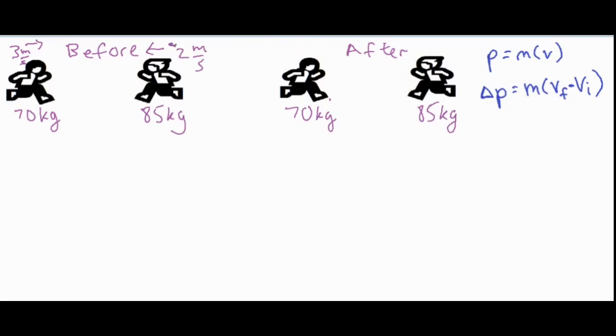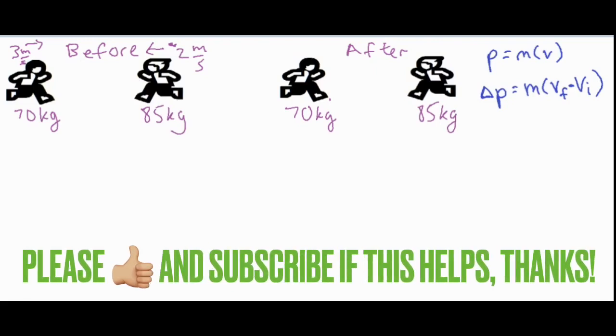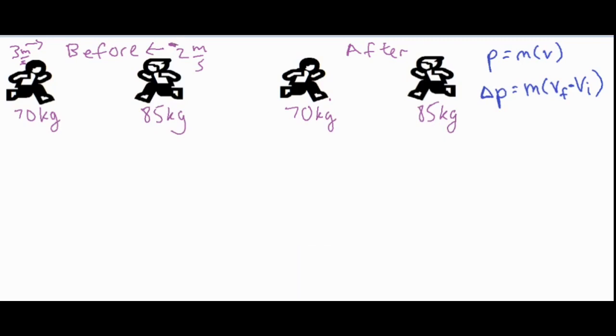Now, if they use a general term like towards, then that means this 85 kilogram person could be going to the right, and this 70 kilogram person could be going to the left, which would change their directions and the sign of their velocity. But in the end, you're going to get the same answer. It's just going to be a different sign based on how you identify positive or negative.